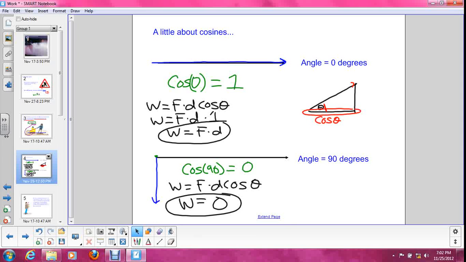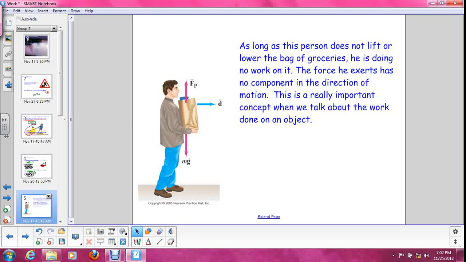It turns out, even when you're applying a force to something, if you are not applying that force in the direction of movement, if you're applying it perpendicularly or at a 90-degree angle, you're not doing any work on it.